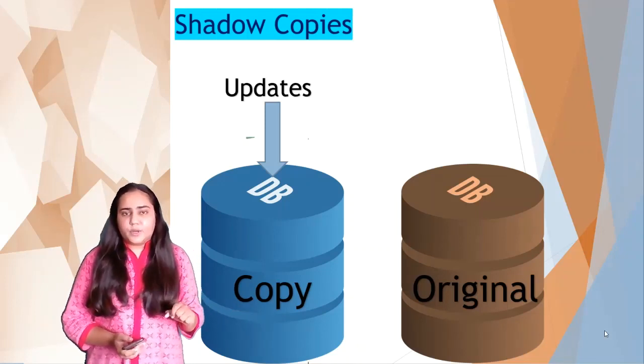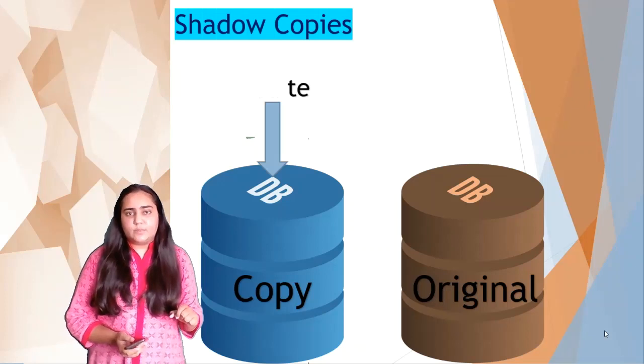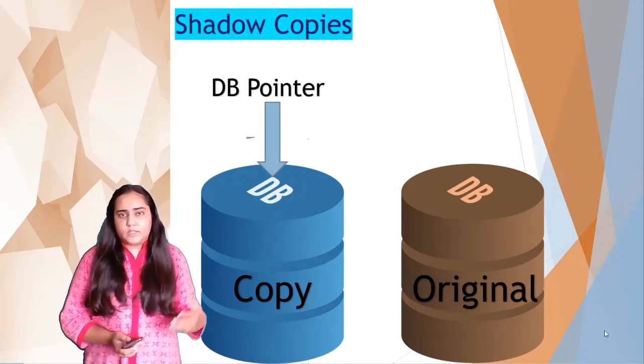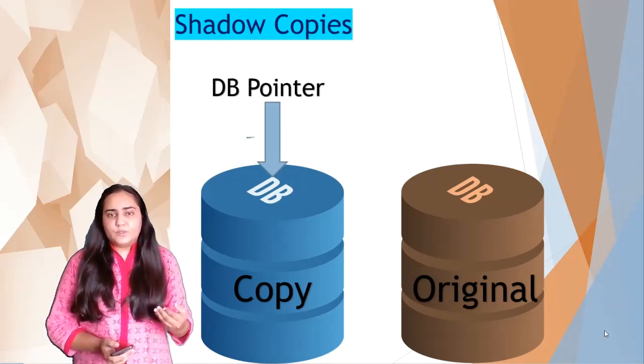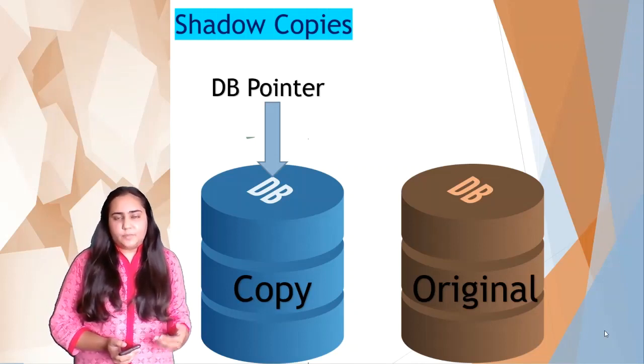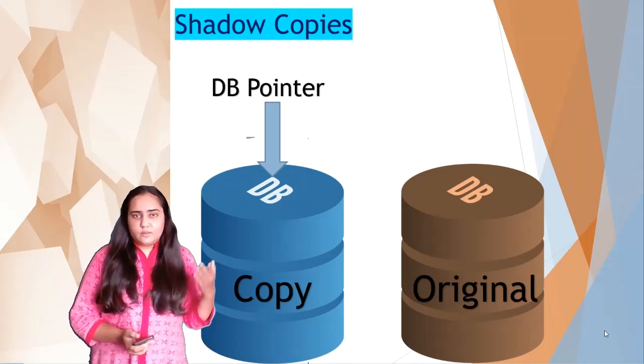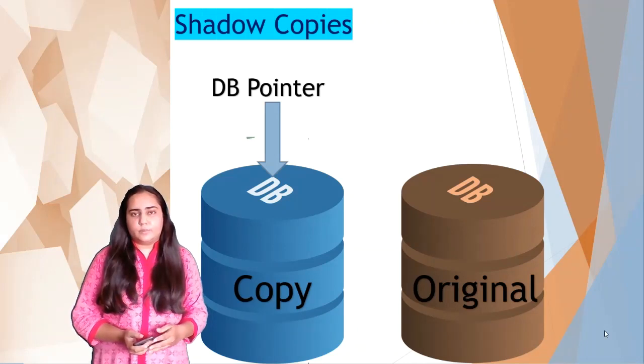And there is a pointer which is created, which is known as a DB pointer, a database pointer, which points to the current copy of the database, the copy which is a fair copy. It points to that particular copy of the database.